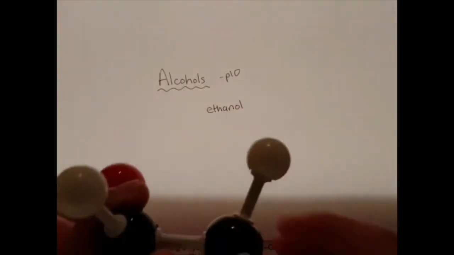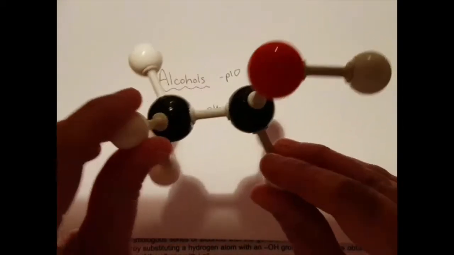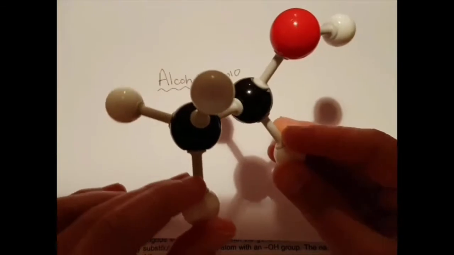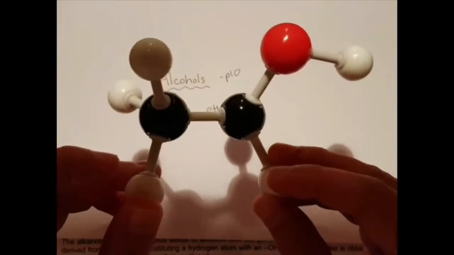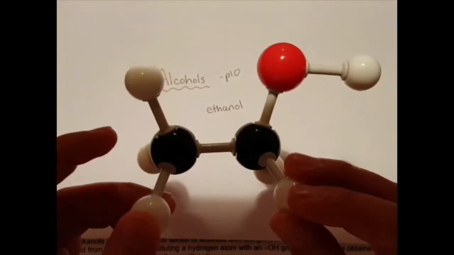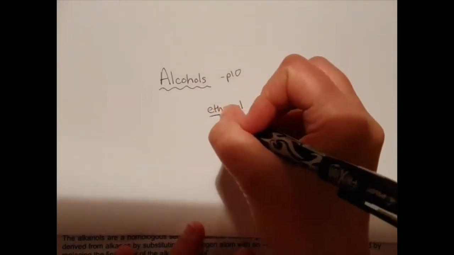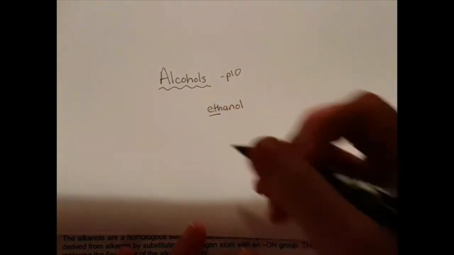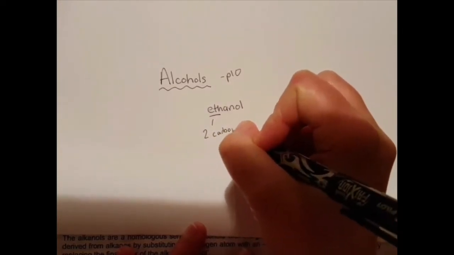Now I've got the Molymod for ethanol here. And the Molymod gives us the molecular structure of ethanol, and we can start to link the molecular structure to the name to remind ourselves about a few aspects of alcohols. So the name tells us a little bit about the molecule. The eth part tells us what? Hopefully you're thinking 2 carbons. So ethanol is a molecule with 2 carbons.